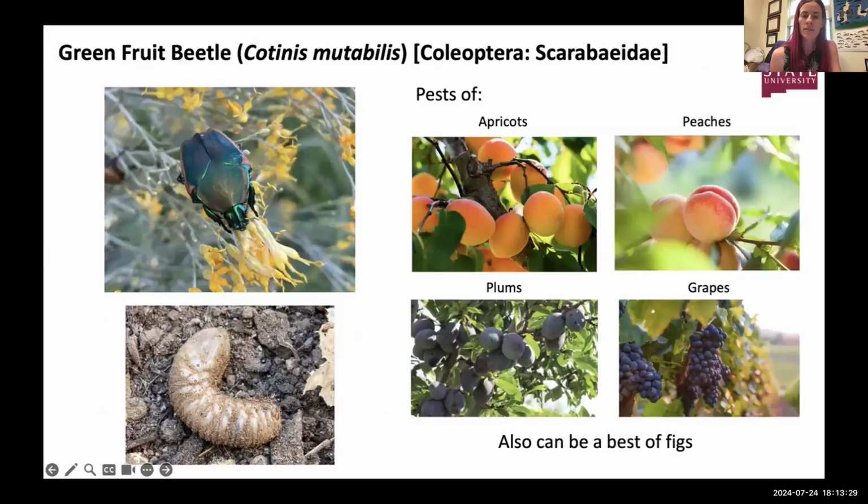Next one, this is a native critter that we got here in the Southwest, the green fruit beetle, also called the fig eater. They can be known to be pests of apricots, peaches, plums, grapes, and just about any soft-bodied fruit. They also like oozing sap from trees, so they'll feed on sap of damaged trees.